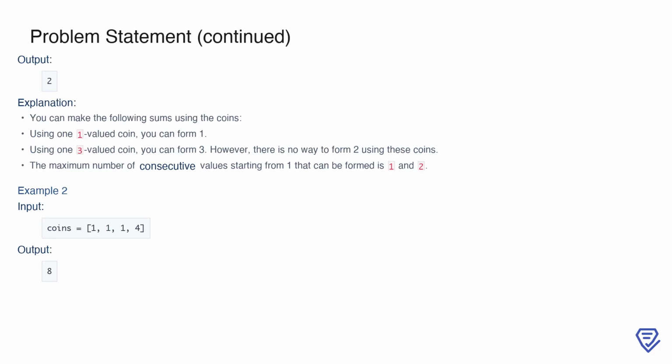Consider the first example where the input is coins equals 1, 3. Here, you can form the value 1 using the 1 valued coin. However, you cannot form the value 2, as there is no combination of the given coins that produces this sum. You can form the value 3 using the 3 valued coin, but since 2 is missing, the sequence of consecutive values starting from 1 ends at 1. Therefore, the output in this case is 2, as the maximum number of consecutive values starting from 1 is just 1 and 2. In this scenario, the gap at 2 prevents a longer sequence.